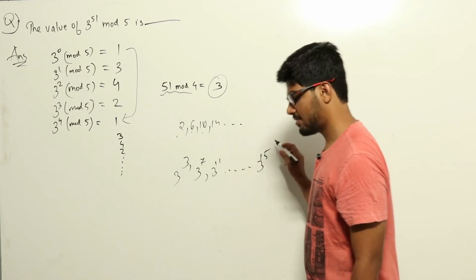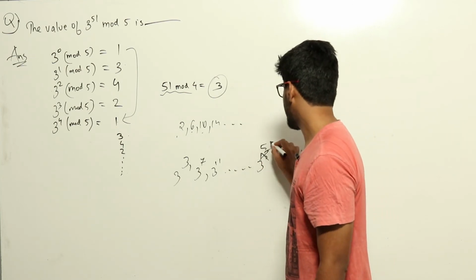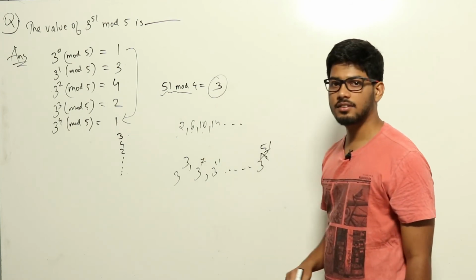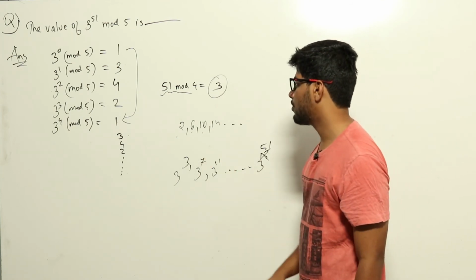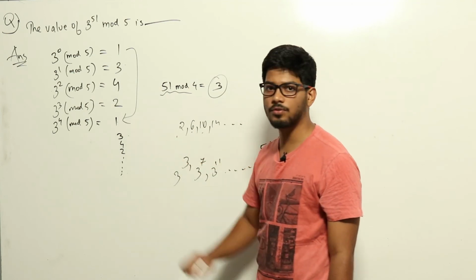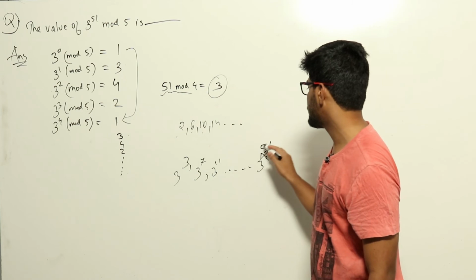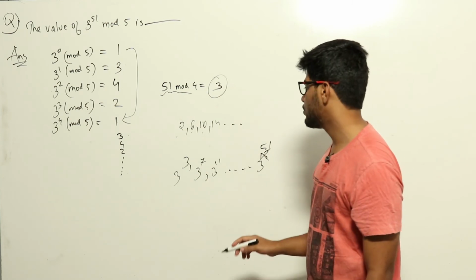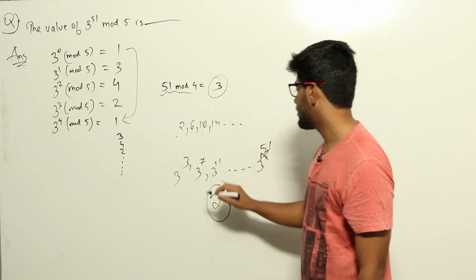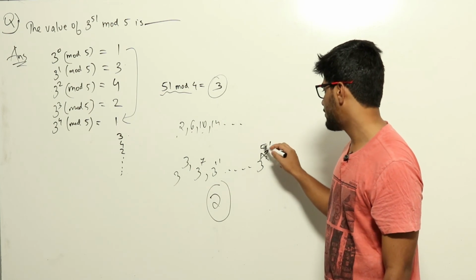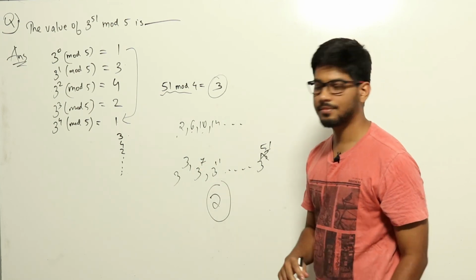Now all of these, up to 51, will be having the same value of 3 power n mod 5, because it repeats after cycles of 4. So 3 power 3 mod 5 was 2. So we can say 3 power 51 mod 5 will also be 2 only. So the answer is 2. That's because 51 mod 4 and 3 mod 4 is the same. Answer is 2.